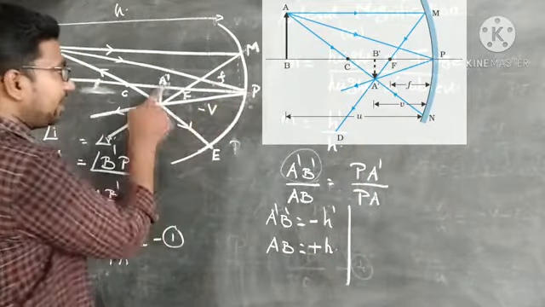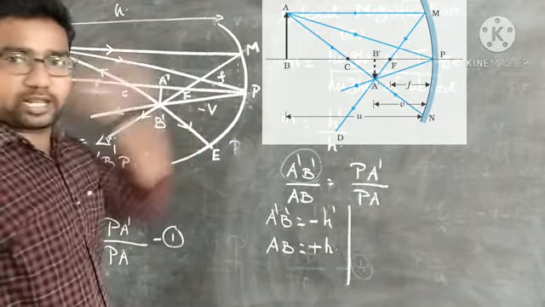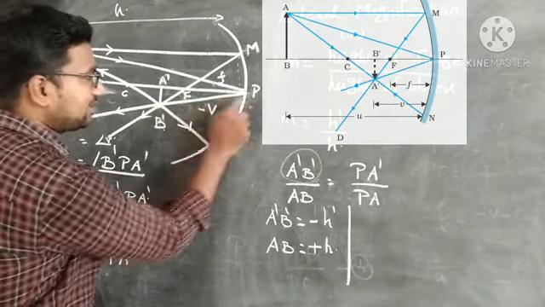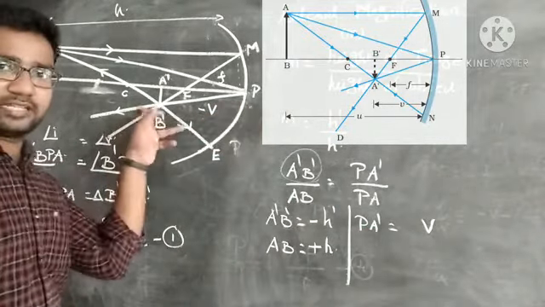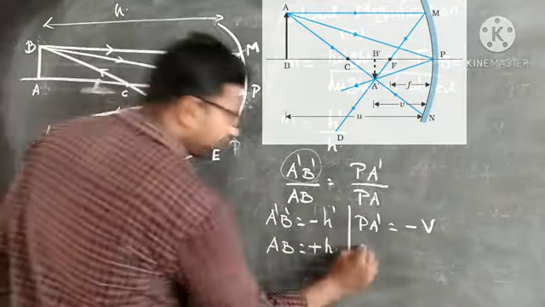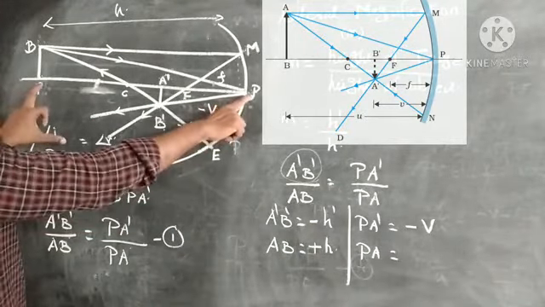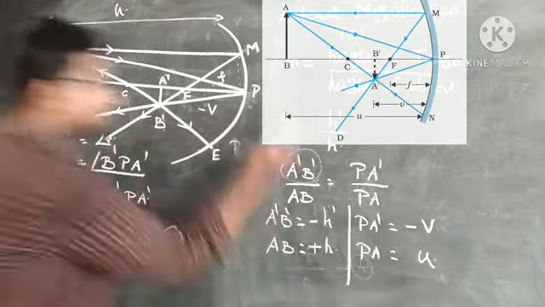And then what is the value of PA prime? PA prime is measured from the pole and it is present on the left hand side of the pole, so you have to put the negative sign. PA prime is the image distance, the value of v, and it is on the left hand side of the pole, so I am going to put a negative sign. And then what is the value of PA? From the pole, the object A is placed. So this is indicated by the letter u. It is also on the left hand side of the pole, so I am going to put a negative sign.